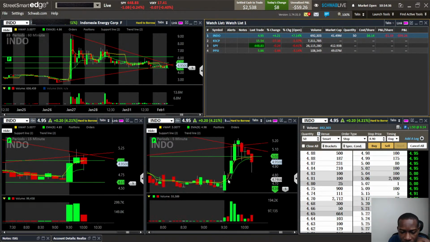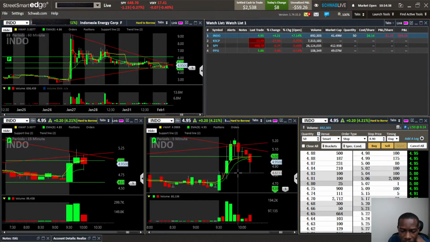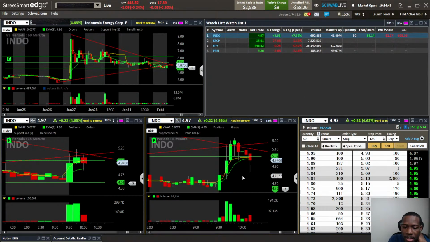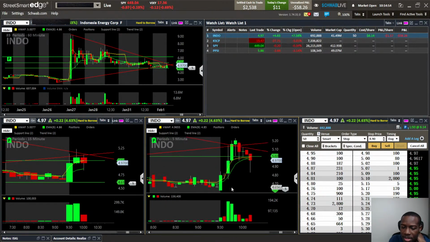Where is the intraday bottom? We see a little bit of pressure right here at the 480s. If this is a new bottom, that would be great. I'd move my stop up to this 480 point. But we're gonna have to see a retest of that level before I can do that.